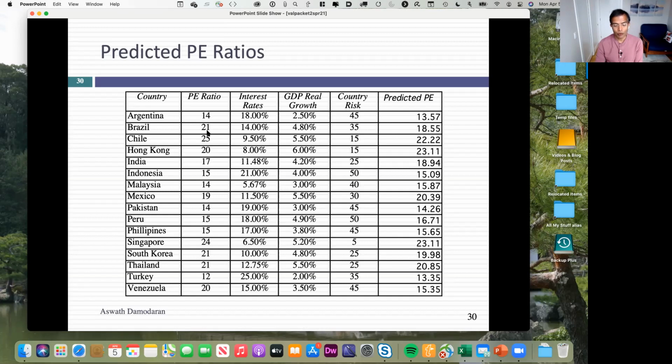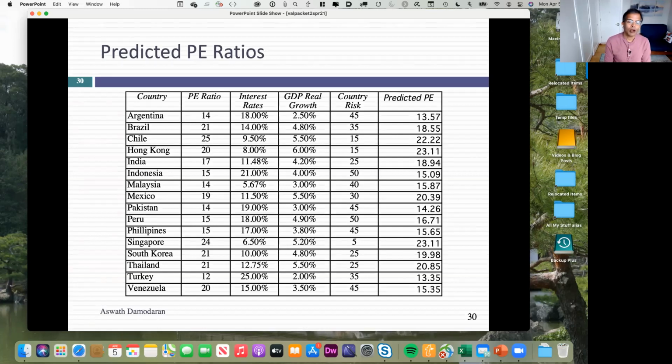Brazil had a PE of 21, but its predicted PE was 18.55. That difference was outside the range that you'd expect. Again, I'm not going to do anything crazy, but I would say Brazil is overvalued. I take my money out of Brazil and find a market that's more undervalued. Brazil is overvalued. Argentina is fairly valued. And I would do that for every country.